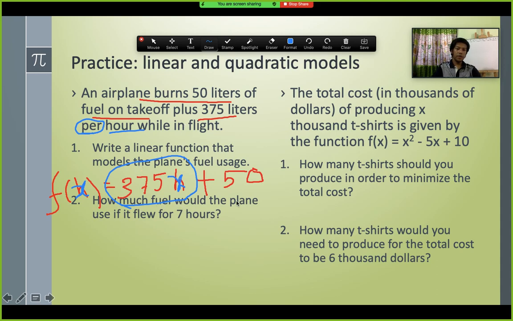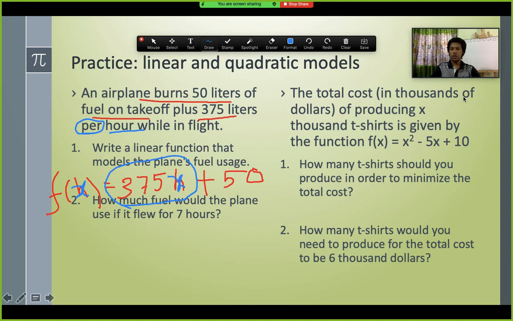And how much fuel would the plane use if it flew for 7 hours? That means x equals 7, you will put here and do the calculation, you will get the answer. That part is easy, you put the value and then just do the calculation. You have calculators and other things to do it also. Where will you put 7? Here, you will put 7 here.